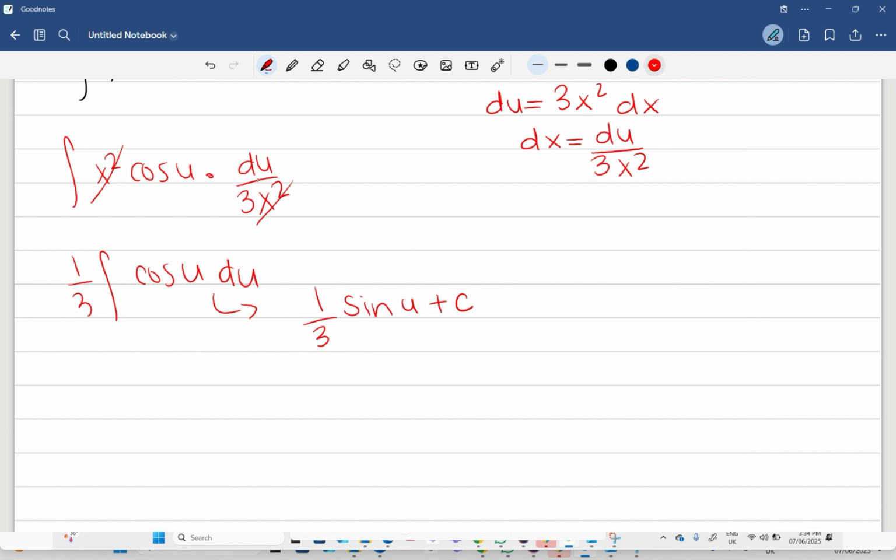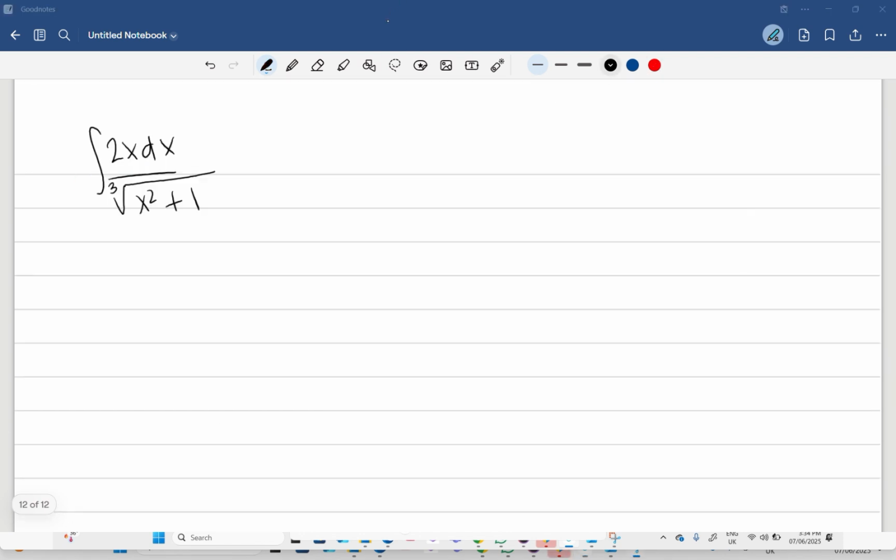Here I integrated. Now I'm going to take the value of u that I took up, which was what? X cubed, right? So 1 over 3 sine x cubed plus c, and that's my final answer.